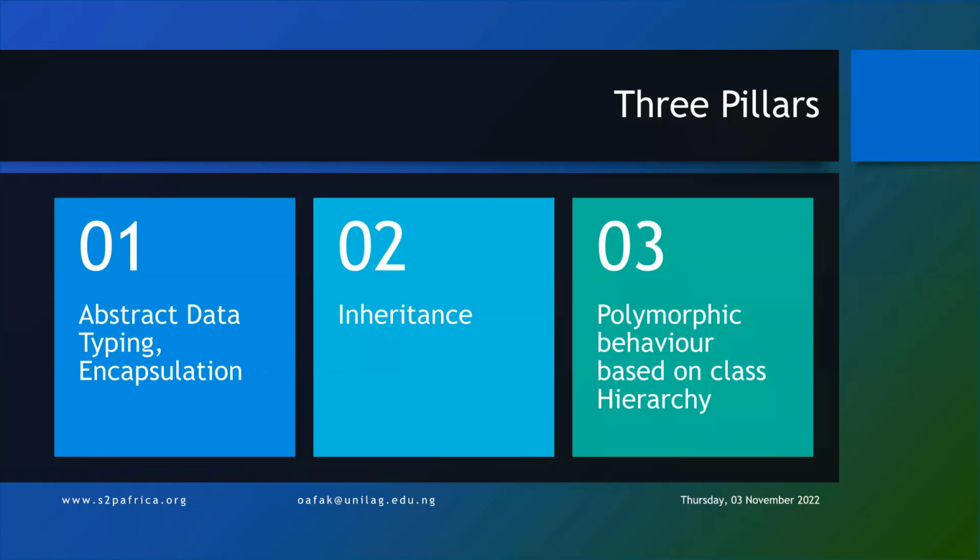The third step is polymorphic behavior based on class hierarchy. We will not dwell too deeply on that, but you will see how it works, even in the simplest class hierarchy, like the student class that we have created. We like to work with examples rather than theory talk. When you have an example, the explanation is much easier to follow.